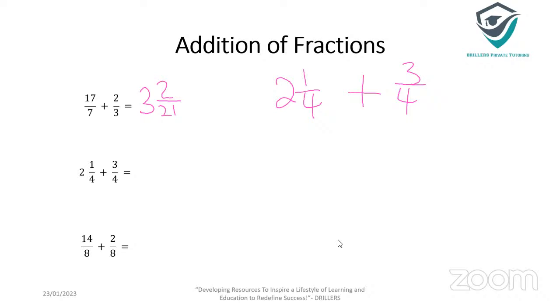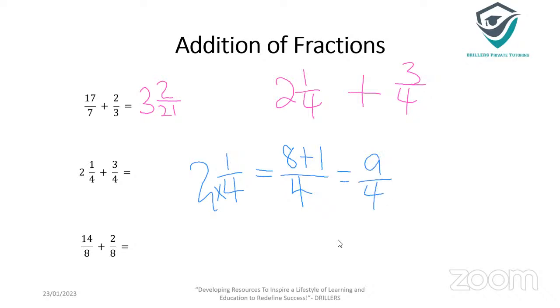So let's pull it to the side. We have 2 1/4 and we want to turn that into an improper fraction. 2 multiplied by 4 gives us 8, plus 1. We put that over our denominator, which is 4. 8 plus 1 is equal to 9, over 4. So 2 1/4 is equal to 9 over 4.